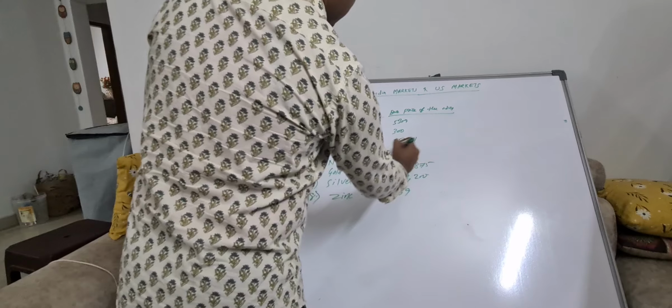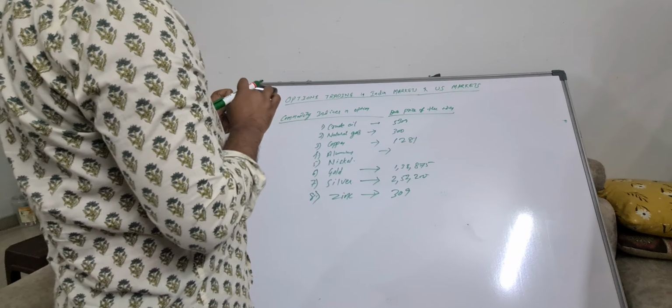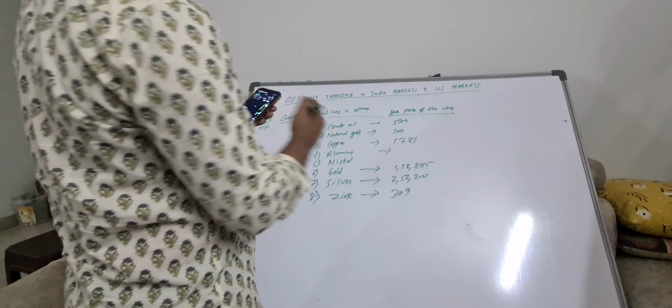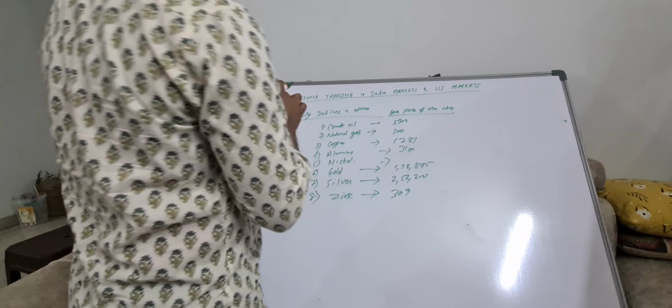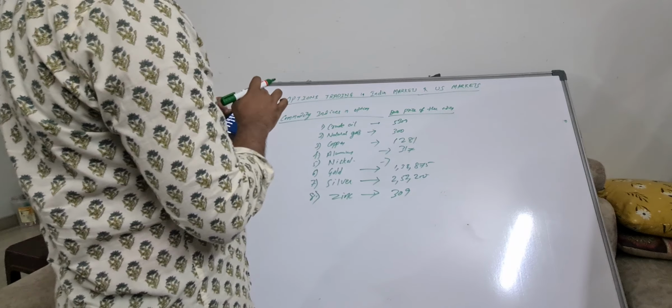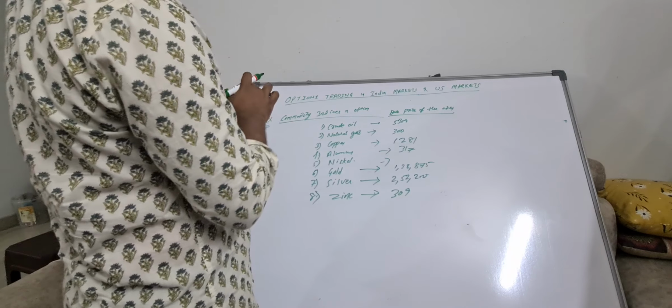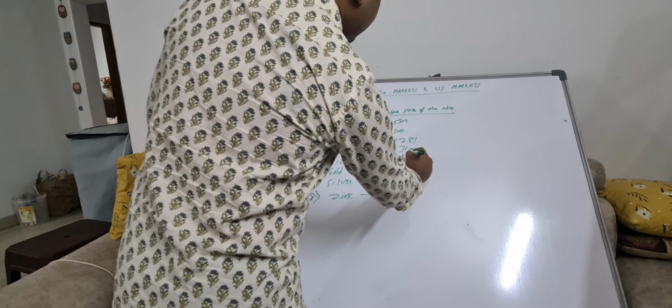Okay, copper is trading at 1281, too high. Aluminium, let us check. Aluminium is trading at 317 and nickel is trading at 1705.